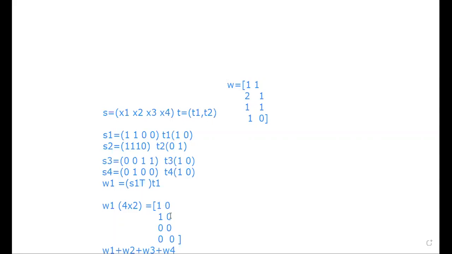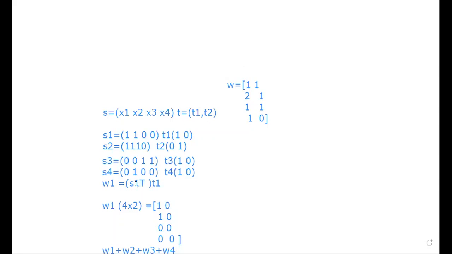Here for your understanding purpose, I have shown one weight matrix W1. You need to calculate your W2, W3 and W4 also. Then only you will get your final W matrix, the weight matrix, which is the sum of all the four matrices.